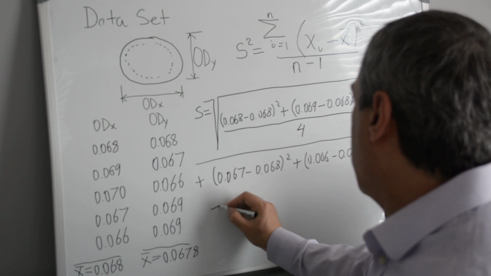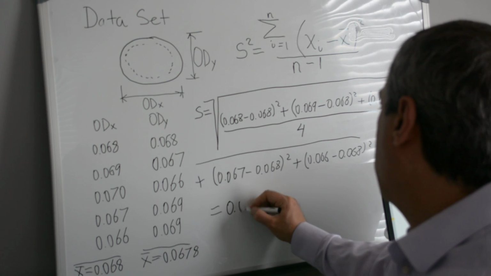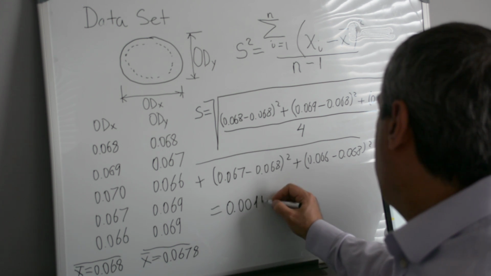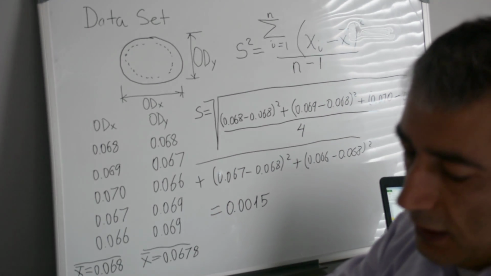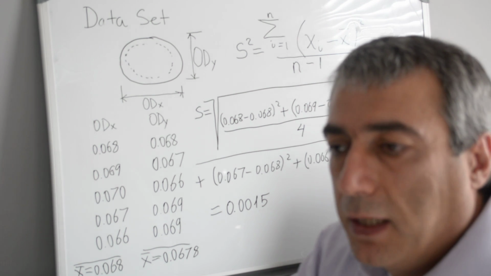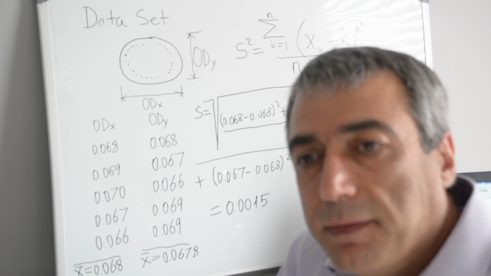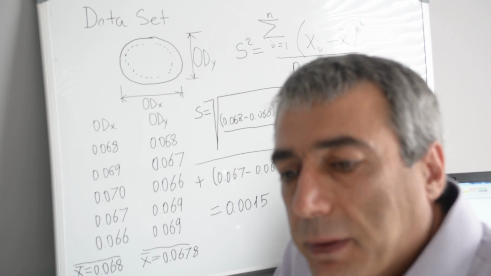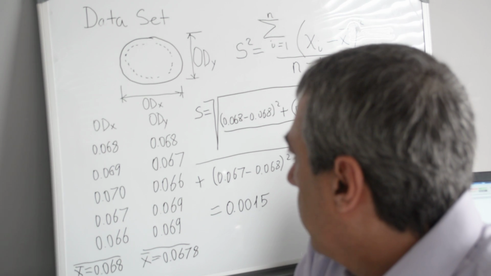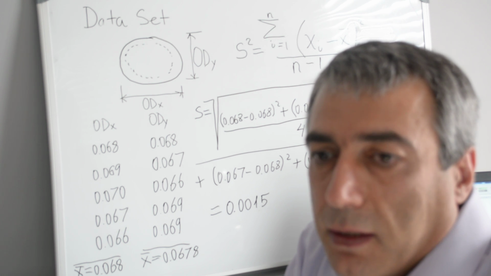Okay, I did the math in advance, so if we calculate, we are going to receive 15 ten-thousandths of an inch, with rounding off, of course. So we have estimated the variability of the sample. I will leave the calculation for the standard deviation for you.